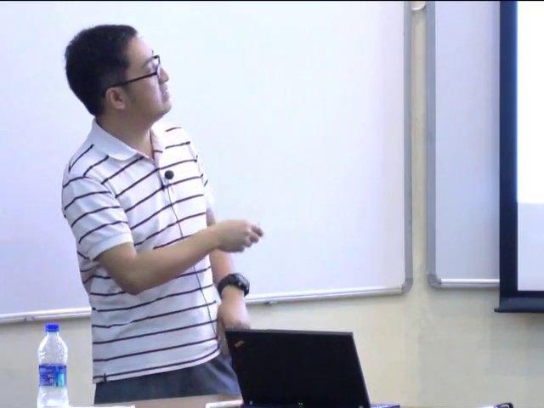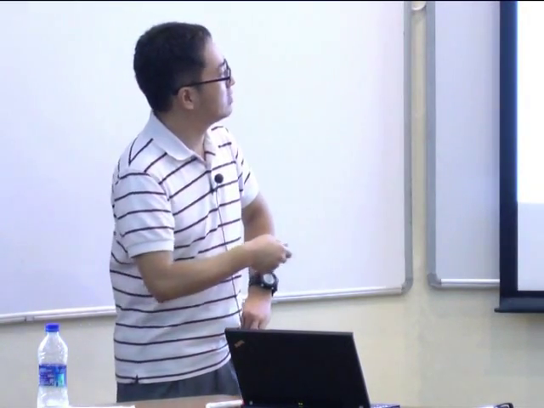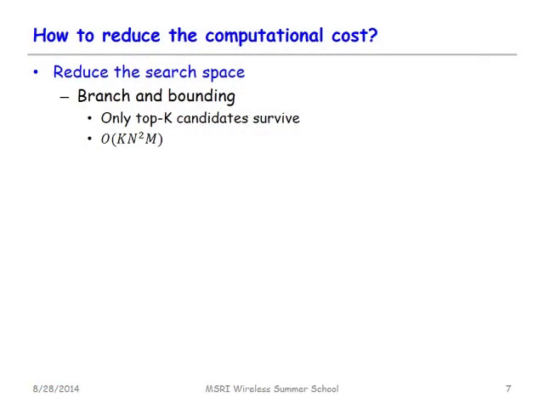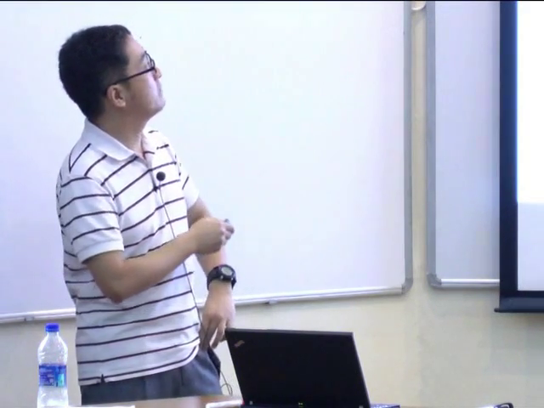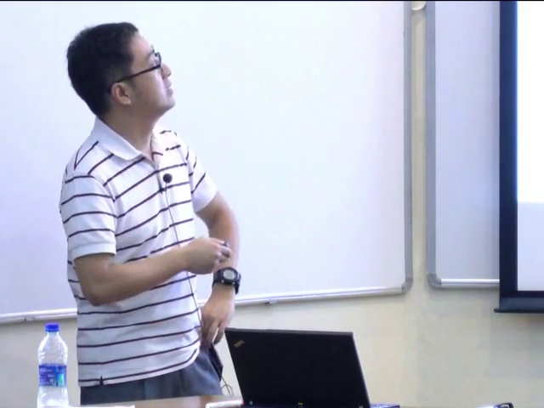So although you can save some overhead, I'm not suggesting that's the way to go, because it loses a lot of SNR because of this approximation. The better way, we think, is to reduce the search space. Instead of doing this exponential search, we want to bound the search computation. So we came up with a branch and bound idea.